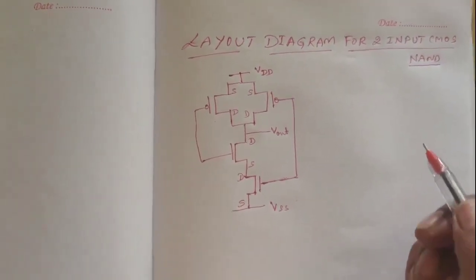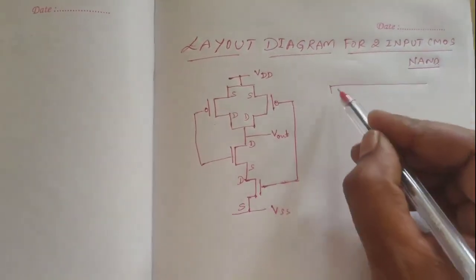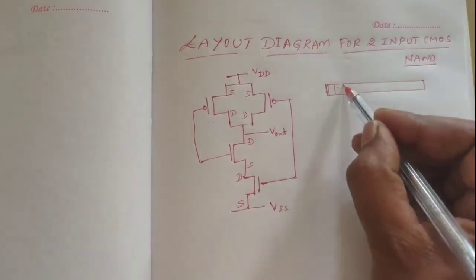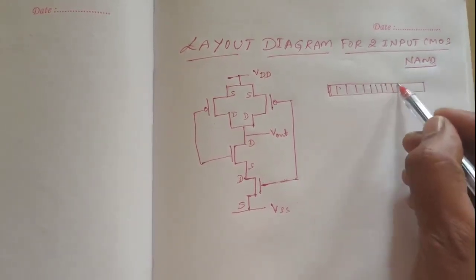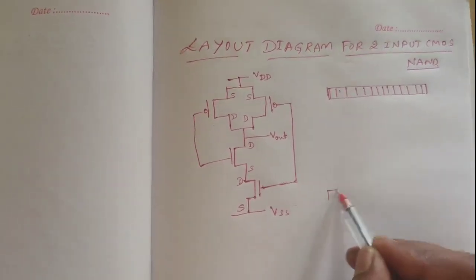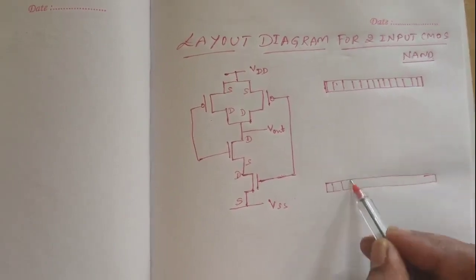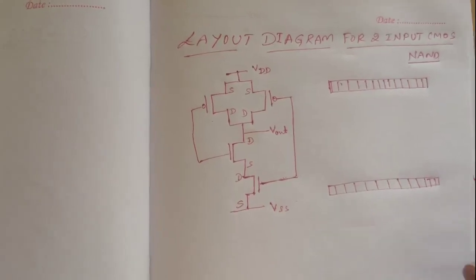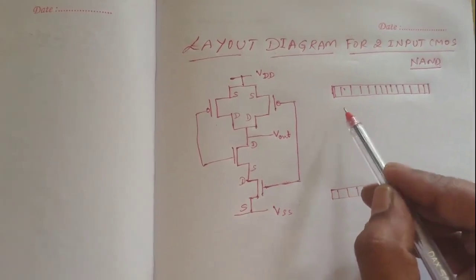So in order to draw the layout, first we need to consider two metal layers for VDD and VSS. The metal layer I am going to shade with the help of vertical lines like this. Similarly, there is one rail for VSS. I will consider one rail like this. Is it clear?